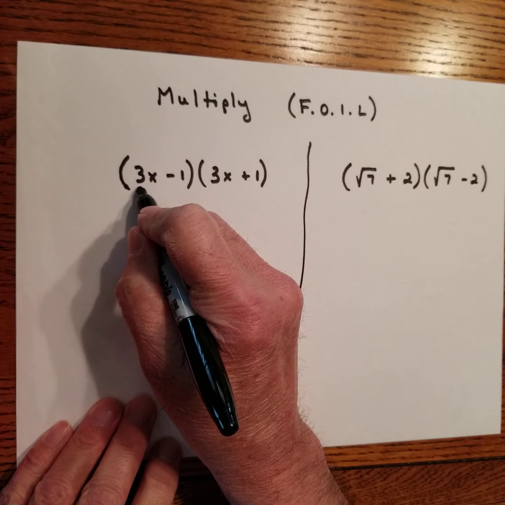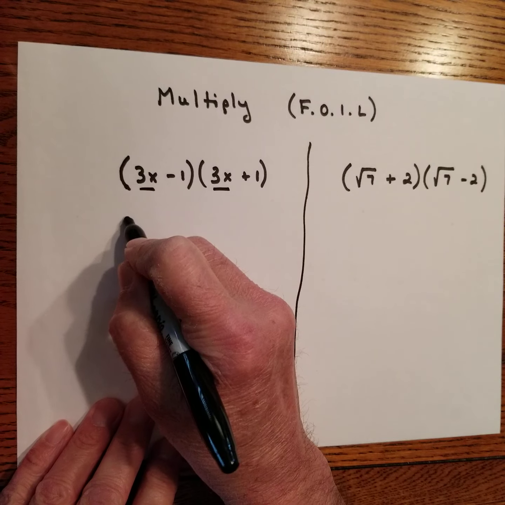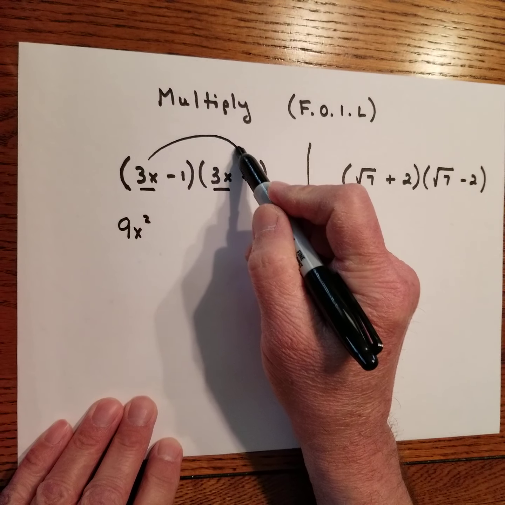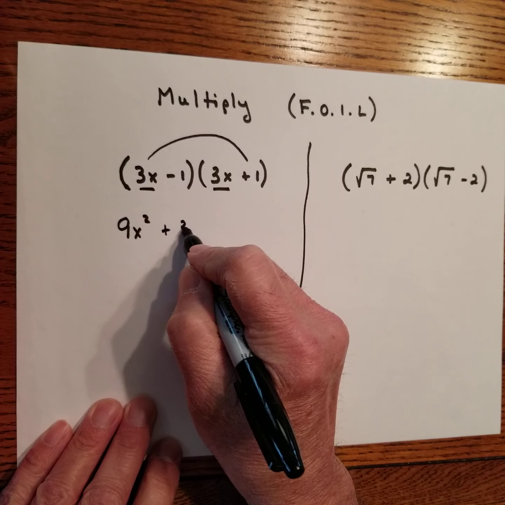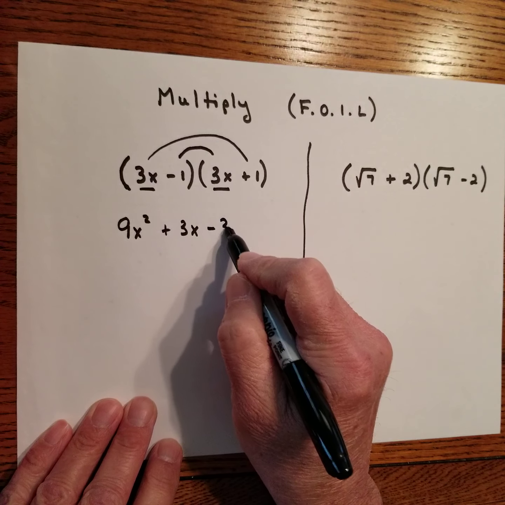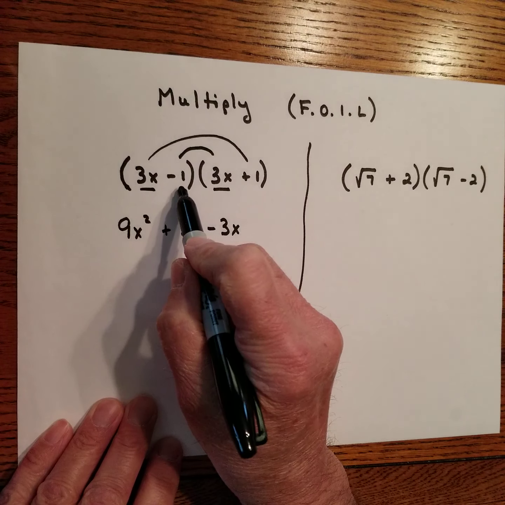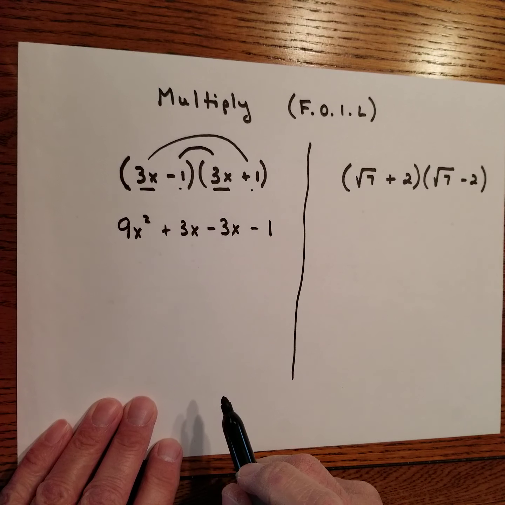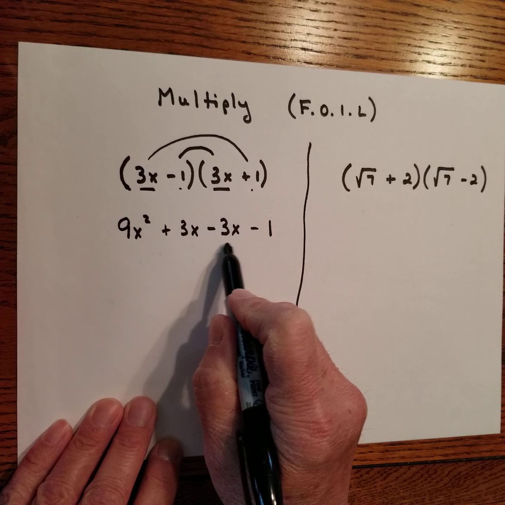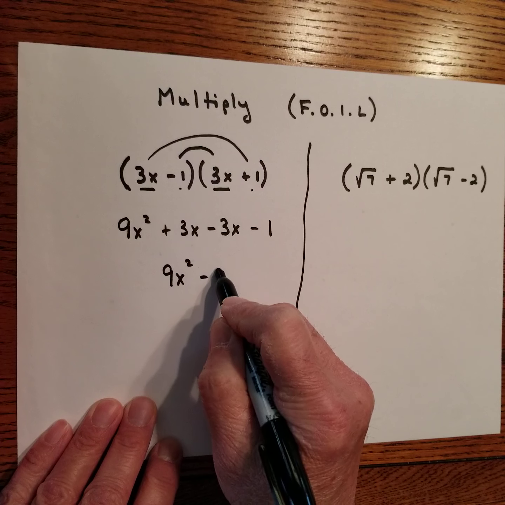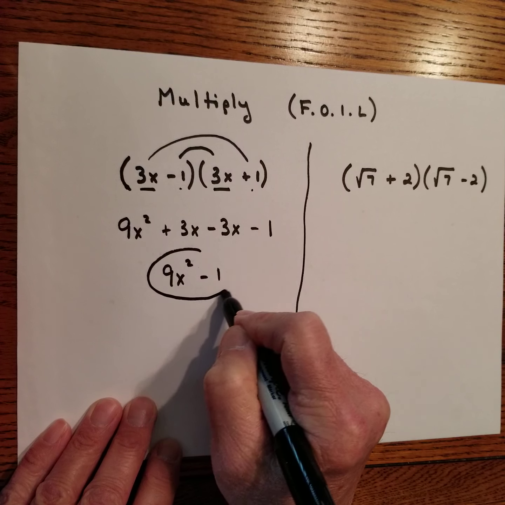Watch. When we multiply the firsts, we get 9x squared. The outers would be 3x. The inners would be negative 3x. When I multiply the lasts, a negative times a positive is a negative. And here's the outers and the inners adding up to 0, so I'll copy the firsts and the lasts only.